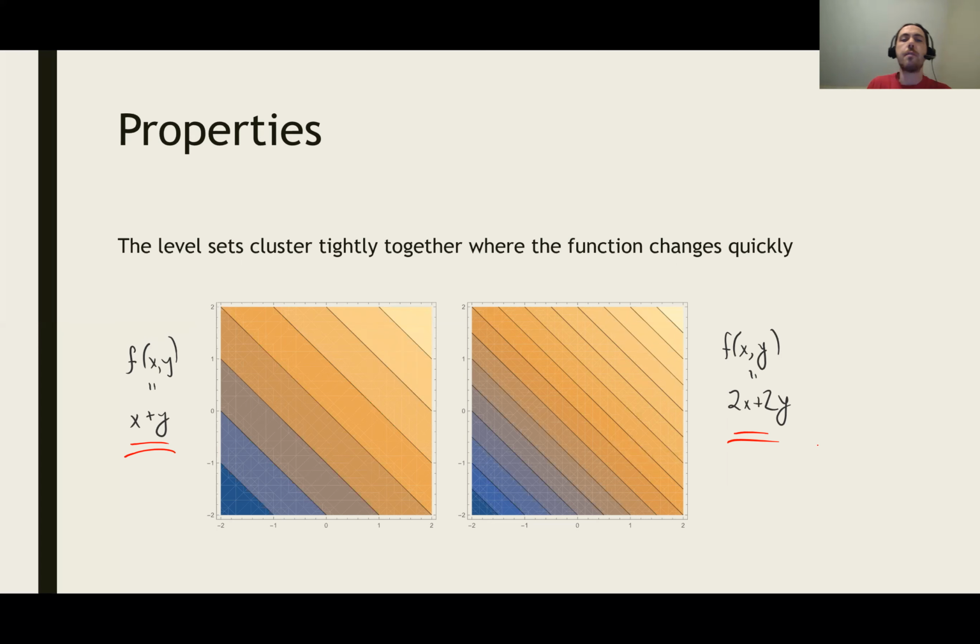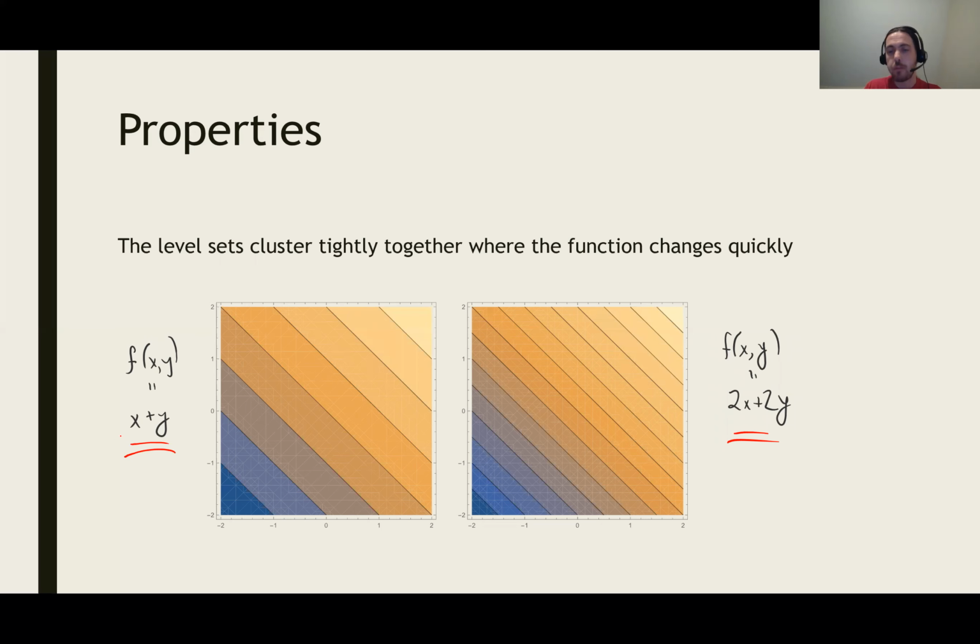So here on the left and right, we've got 2 different kinds of functions where the level curves look pretty much the same, but in the function on the right, they're more tightly packed. And so here on the left, we've got the function x plus y, and on the right, we've got the function 2x plus 2y. The fact that the level curves are more tightly packed indicates that the function is changing more quickly. So that is exactly what happens with topographical maps.